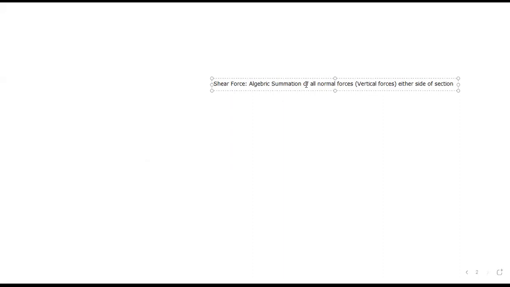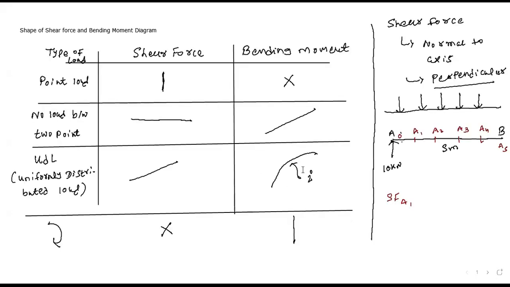ઓકે, તમે બુકમાં કદાચ એવું વાંચ્યું હશે કે algebraic summation of all the vertical forces either left or right. Now left or right is nothing but either side of section, either left side considered or right side considered, because my section may be up or down, or it may be left or right. Okay, that's the reason I am using the general term either side of section. Now let's move to the example.